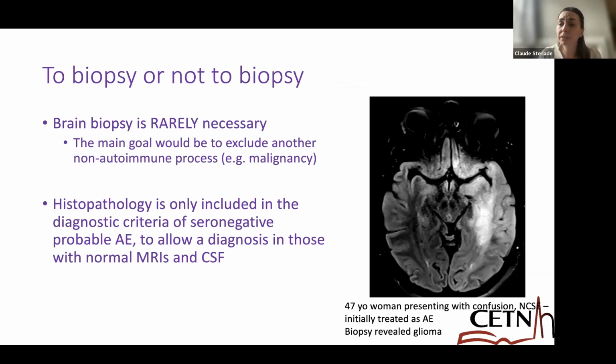And the last question that's often asked is, well, should you do a biopsy? I think brain biopsies are very rarely necessary in these patients.